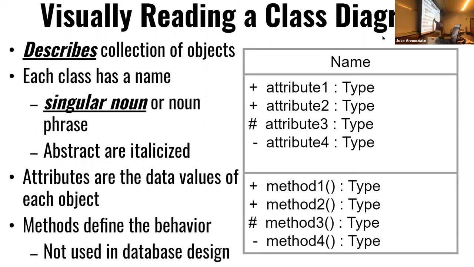These are accessors: public, private, and inherited or protected. The other thing is that these are methods. Methods are super important if you're coding this in Java, C#, or any object-oriented programming language. We're not doing that, so we're not going to require methods in this class. The only thing we're going to care about is the name of the class, the attributes, and the data type.